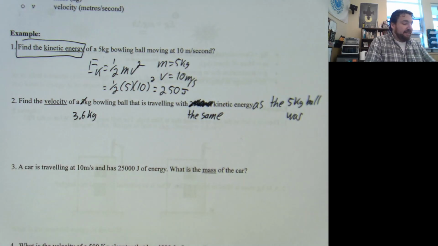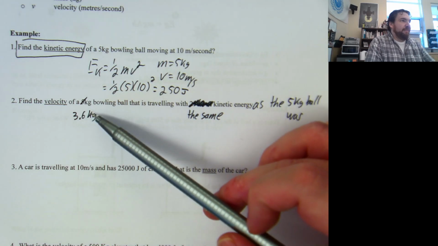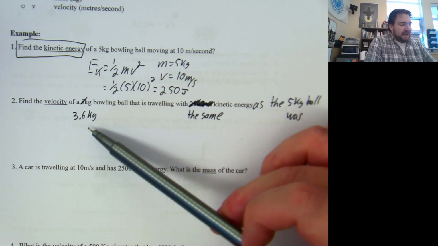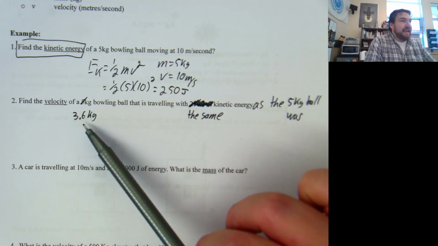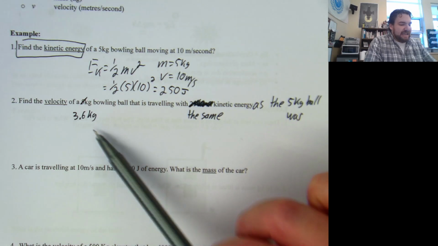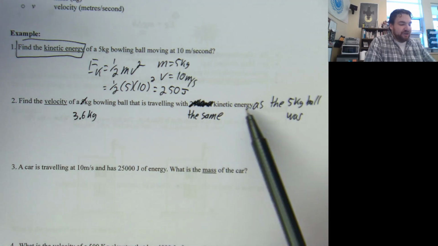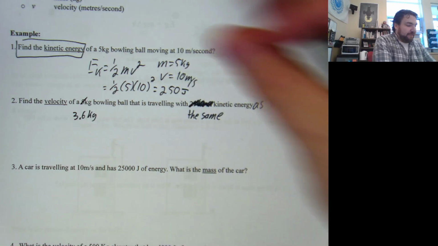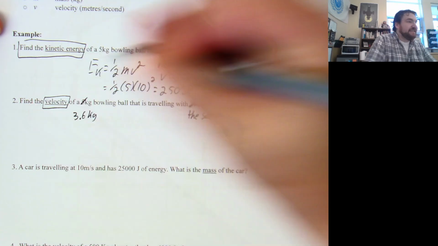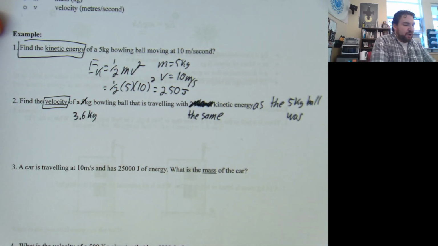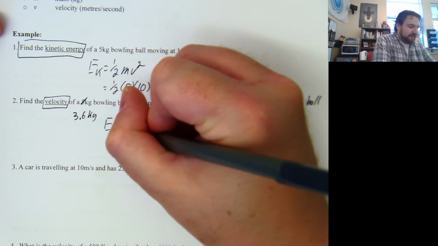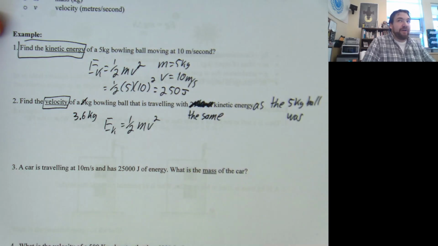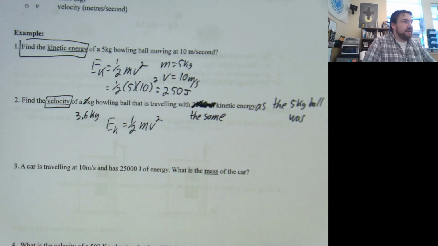So a 5 kilogram ball is an 11-pound ball. This is an 8-pound ball, so the balls are getting lighter. We want to find how fast a smaller ball would go if it had the same kinetic energy as the previous ball had. So we want to find the velocity in this case, but it's still going to use the same formula. We're still going to have EK equals 1/2 mass times velocity squared, except now we know something different.